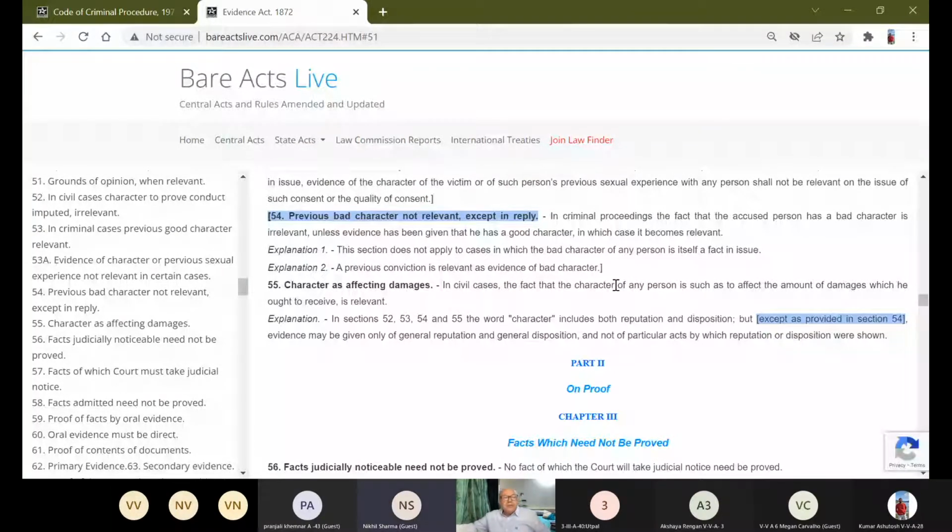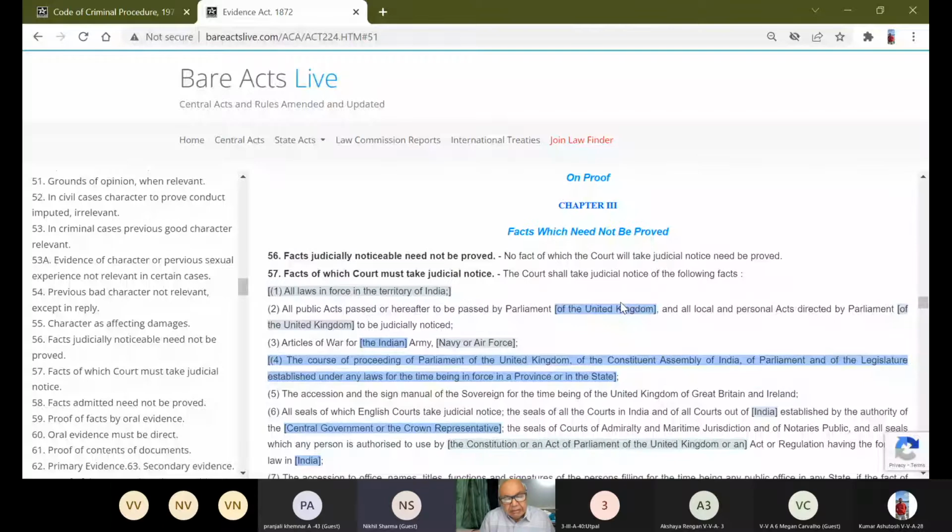Good evening, sir. Under 53A, sir, I just want to make a clarification that previous sexual experience of the accused person is also saved along with the previous experience of the victim woman. Yes.